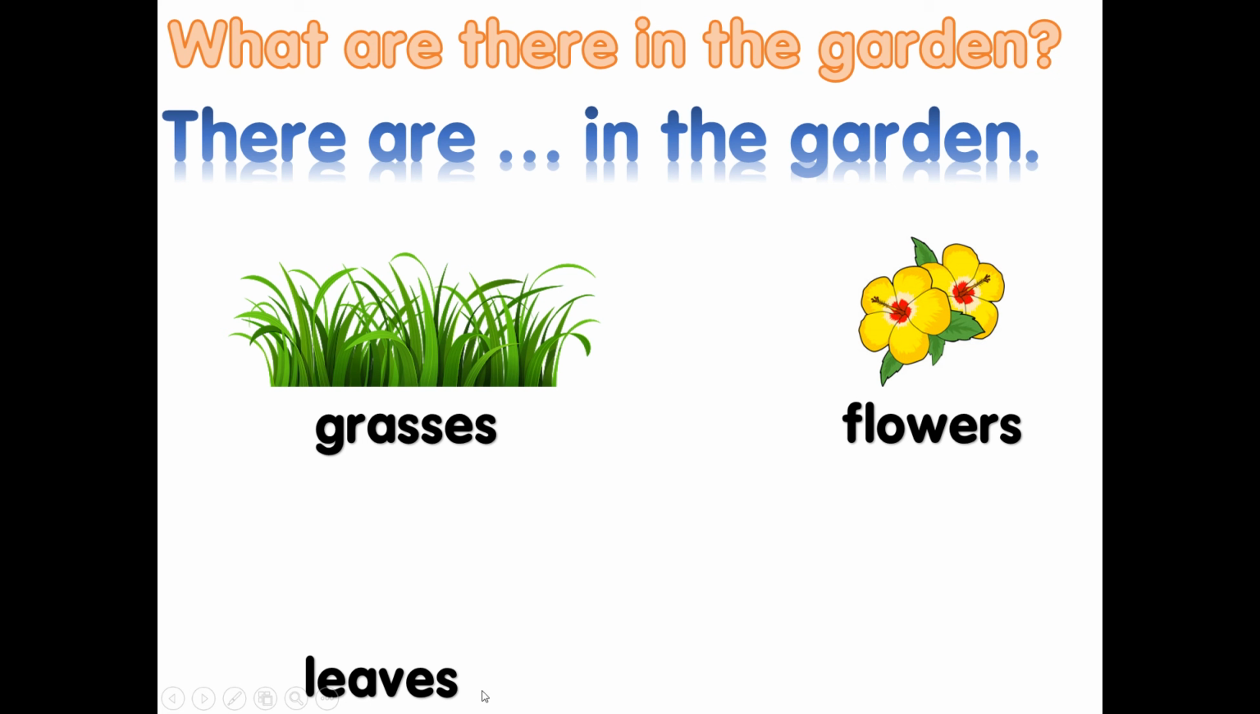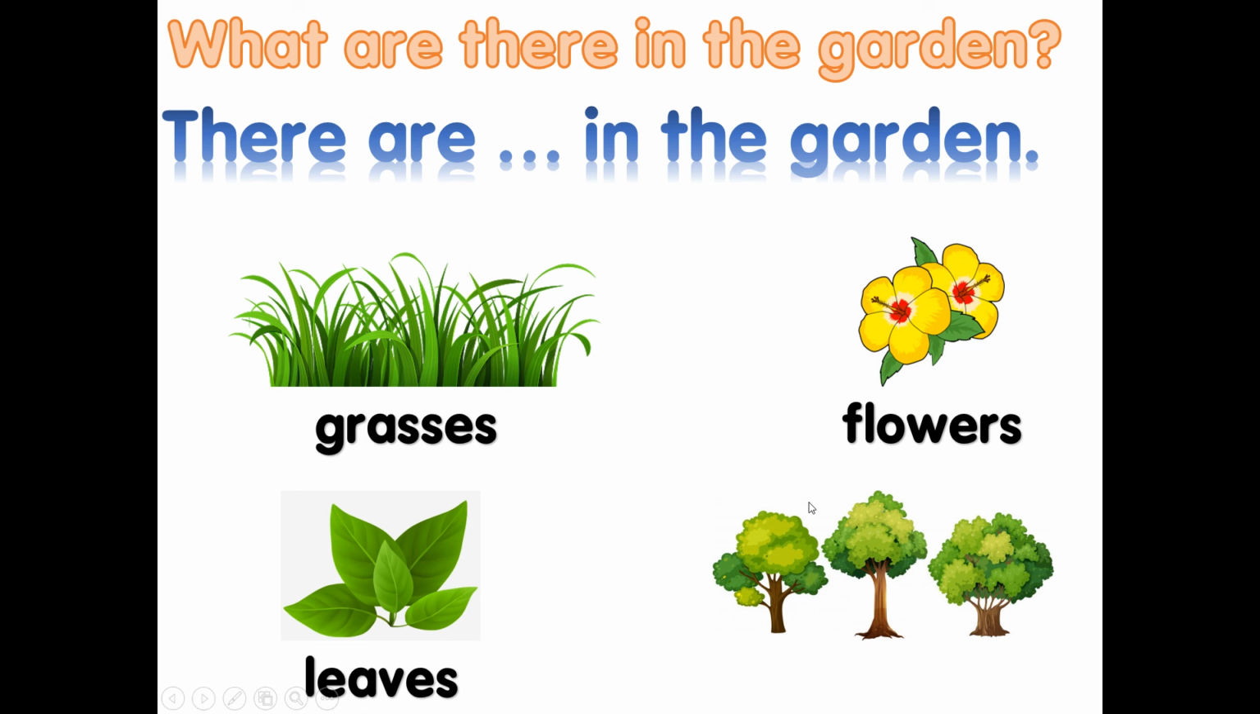There are leaves in the garden. How to spell leaves? Leaves, leaves. These are leaves. So how many leaves are there? One, two, three, four, five. There are leaves in the garden. The last one, what are there in the garden? Trees. So there are trees in the garden. How to spell trees? Trees, trees. Okay, let's read together.